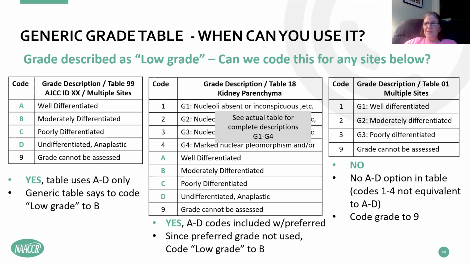Then we go over to table 1, on the very right side, and this is for multiple sites, some of the head and neck and some others. And this is a nuclear grade based coding table. But you cannot use the generic grade category table because it does not have the A through D codes. Now, why did we do that? Well, because if we had A through D in here, you would have G1 as well diff, you would have A as well diff, you would have G2 as moderately diff, you would have B as mod diff, and you were going, well, what's the difference? Which code do I use? And that's why we did not repeat it when the nuclear grading system is used.